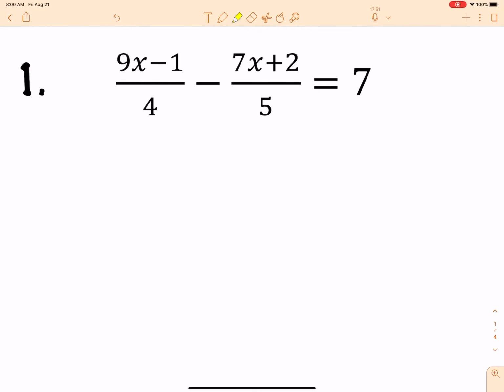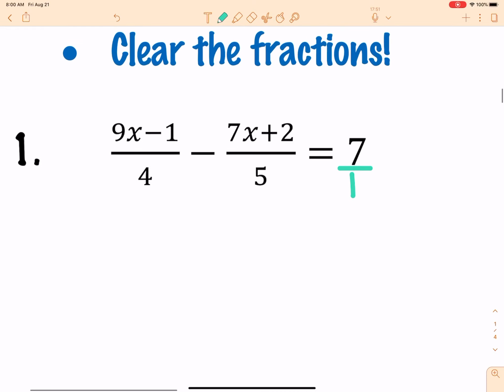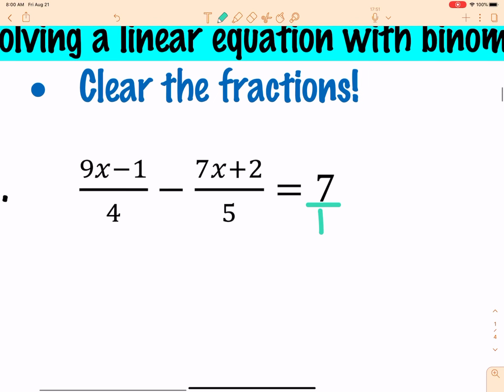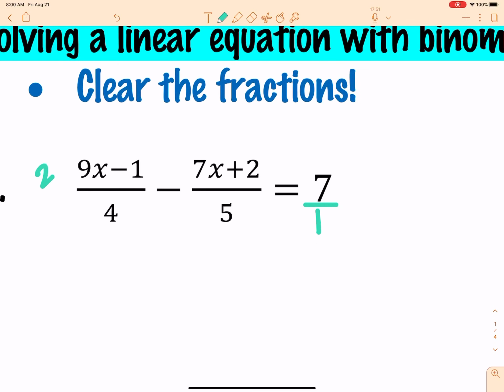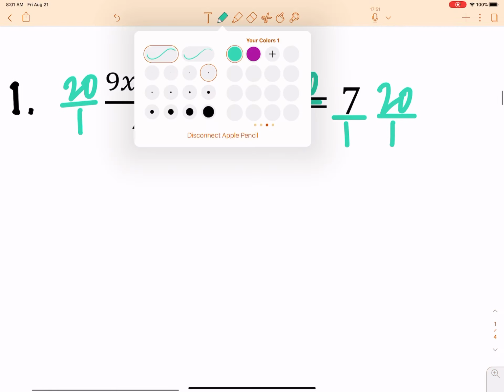All right, so again, we want to look at your LCD. Technically, 7 is over 1, so if you need to put that to remind yourself that 7 is not a denominator, go for it. So you have 4, 5, and 1 as your denominators. What is going to be your LCD? It's going to be 20, so I'm going to put 20 over 1 in front of each of my terms. All right, so let's get started.